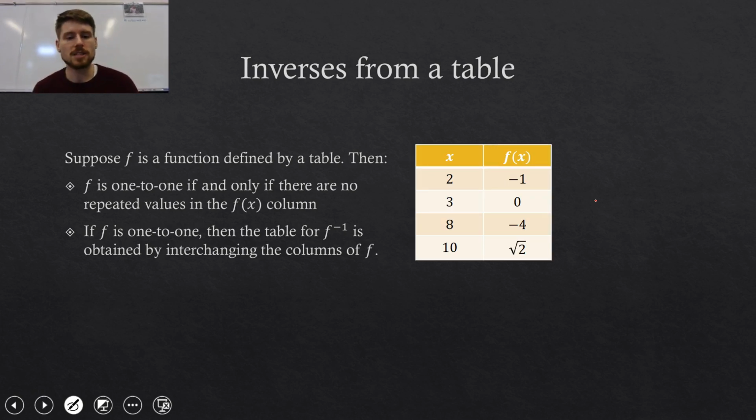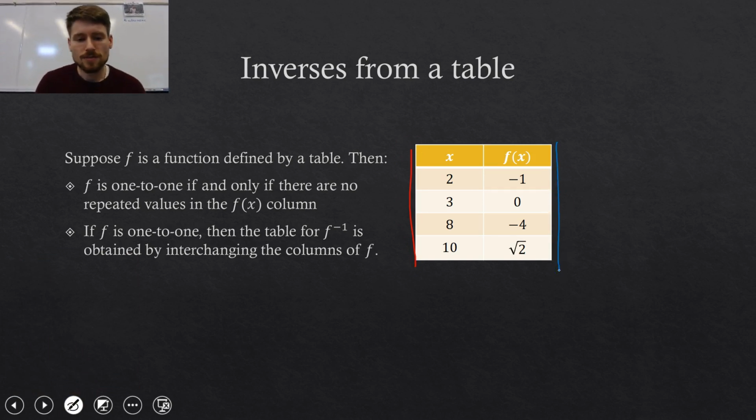So suppose we have this function, f of 2 is -1, f of 3 is 0, f of 8 is -4, f of 10 is √2. So these inputs are over here on the left. These are the inputs. And then these are the outputs over here. We'd plug 2 in, get -1 out.